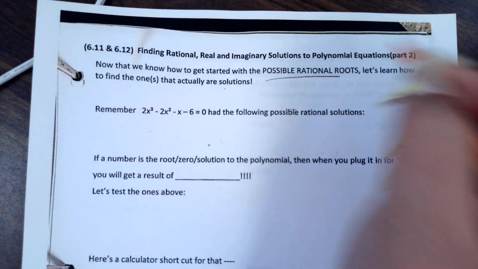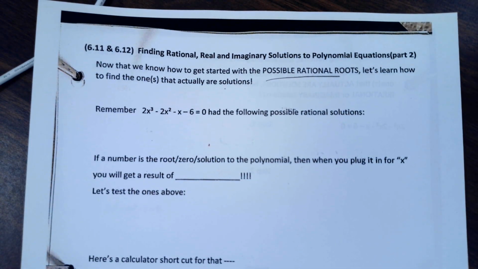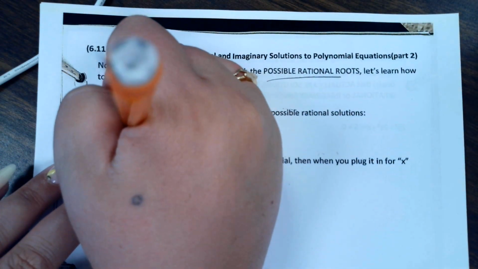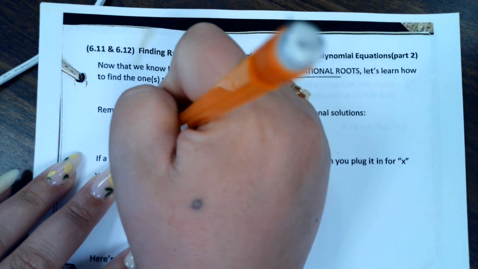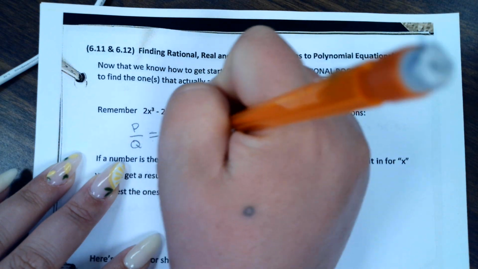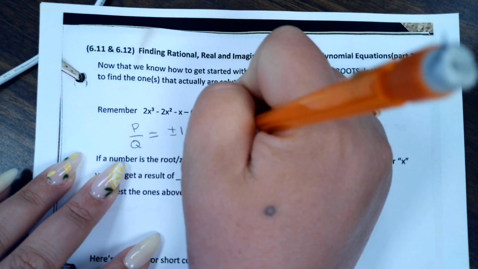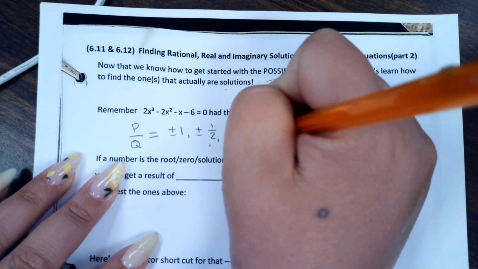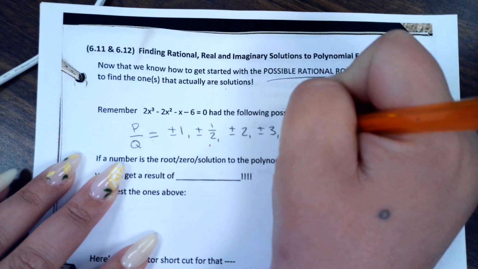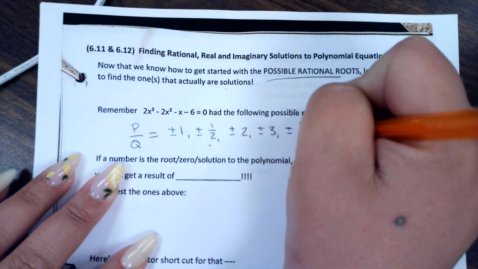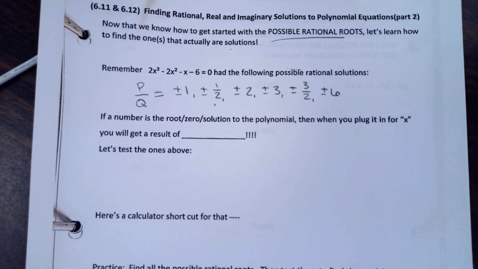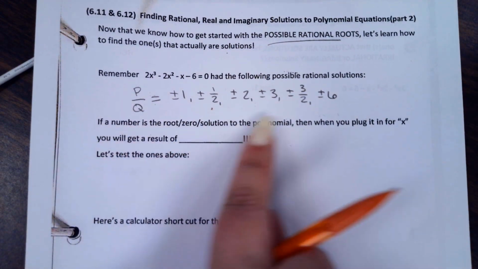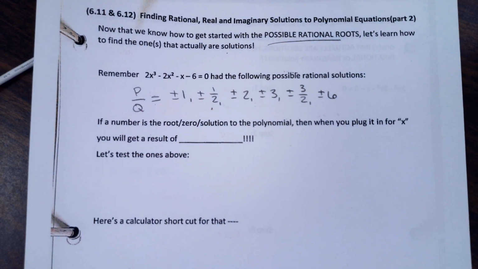So, yesterday we found all the possible roots, right? That was our p's over q's. Let me just remind you what our possible roots for this equation are: plus or minus 1, plus or minus half, plus or minus 2, plus or minus 3, plus or minus 3 halves, and plus or minus 6. So those are our possible rational solutions. Today, we are going to figure out which are actually solutions.